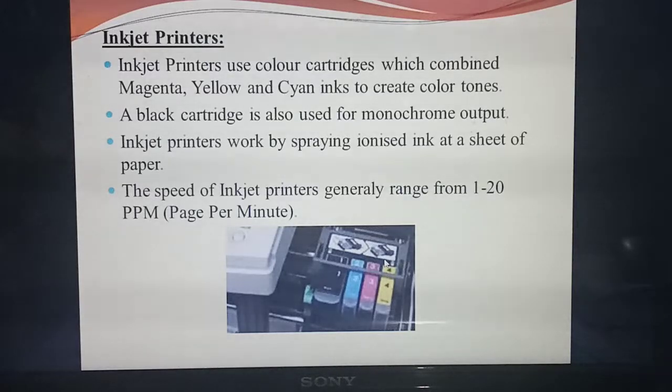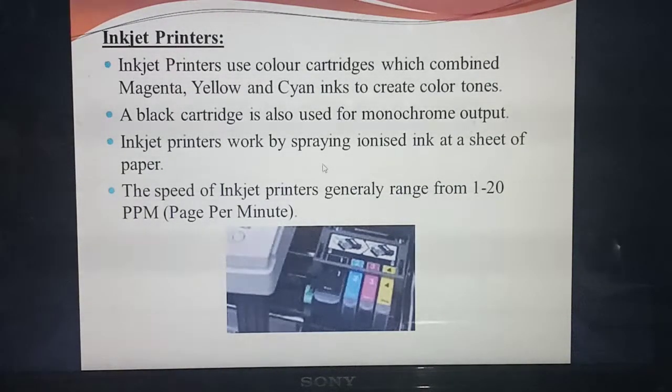So the next one is the inkjet printer. Inkjet printers have color cartridges, which means color print. If you need a color printout, you need to use an inkjet printer. What are the color cartridges? Magenta, yellow and cyan. This is the picture for an inkjet printer. These three colors combine together to create one color tone. If you need black, a black cartridge is also there inside. To take a black printout, the black cartridge is used, that is monochrome. Monochrome means black and white.